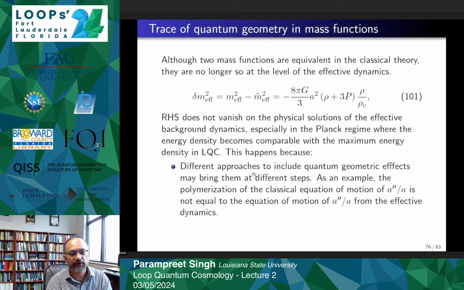The main thing is that the different approaches to include quantum geometric effects, if they bring them in at different steps, they leave a trace. And that becomes an opportunity to not only look at different approaches, but also to look at underlying quantization ambiguities. If different approaches are leaving signatures, one can be very optimistic that quantization ambiguities will also leave a signature, and the mass functions would not vanish in the effective dynamics. This does not go to 0 on the space of physical solutions of the background dynamics in LQC.